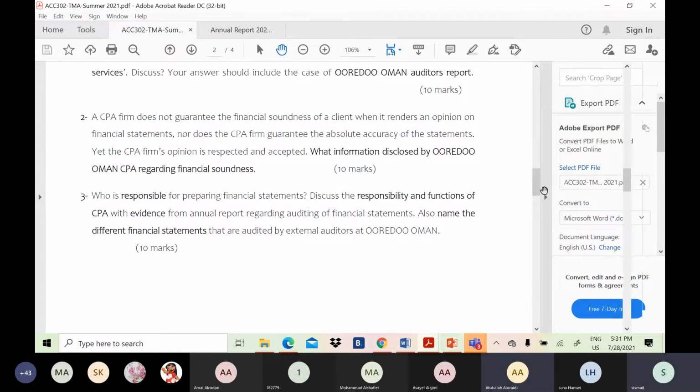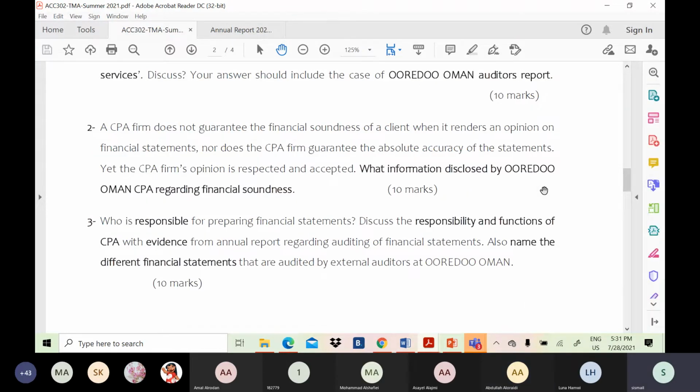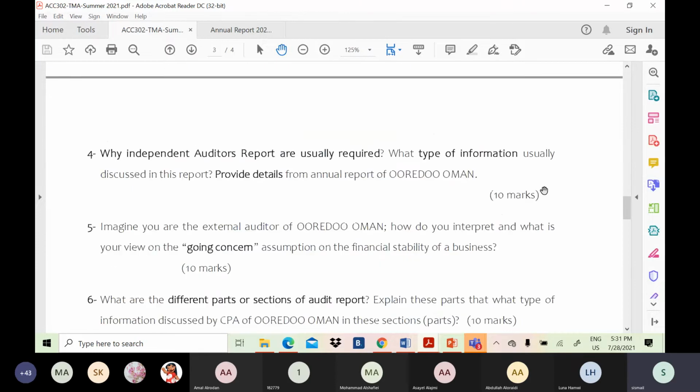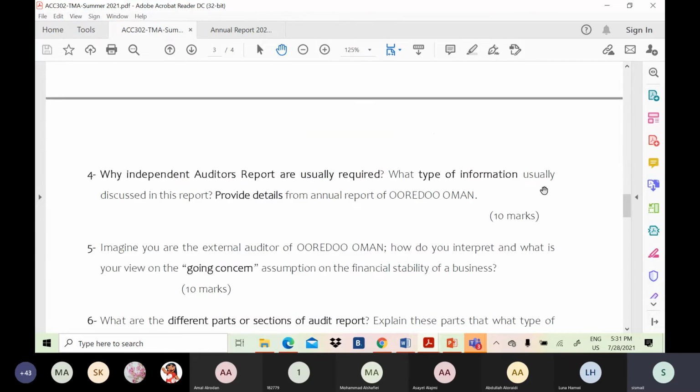Let's go to question number 4. What he said: he said, why are independent auditor reports usually required?